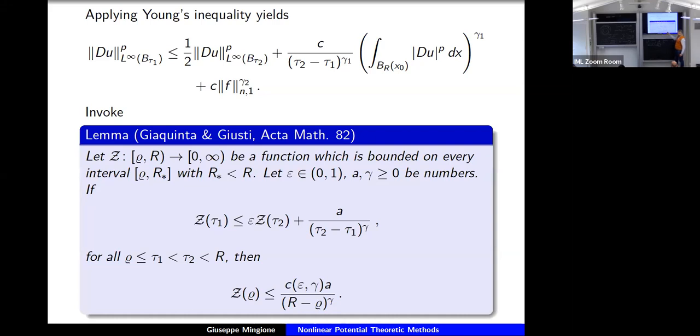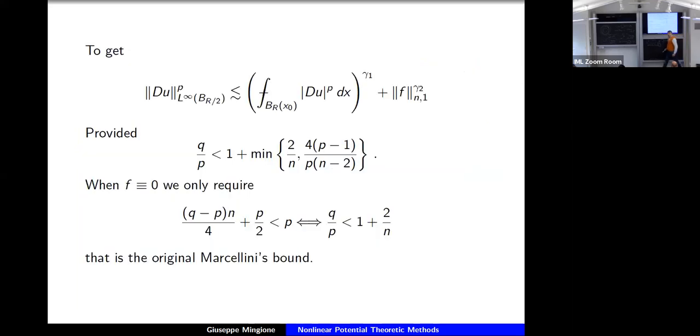Beta 1, beta 2. Now you apply this lemma, and then you prove the inequality you like. So that the gradient is bounded when the right-hand side is in L^1. And when the right-hand side is not there, this is exactly the bound by Marcellini. So at the end, this is okay.